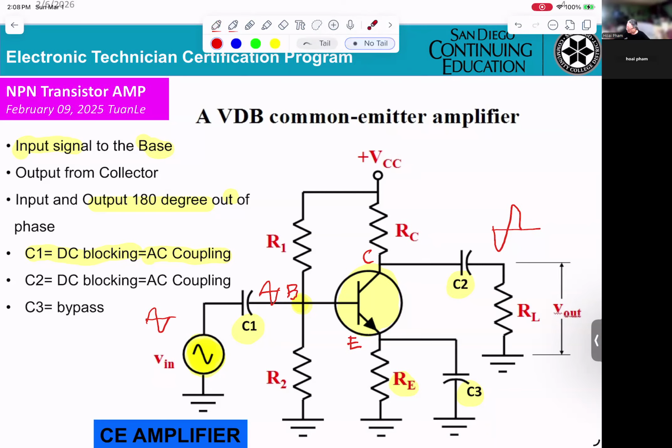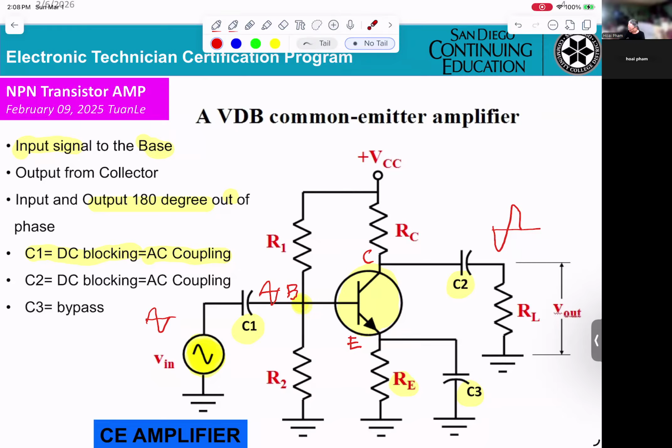Okay? When they're talking about C2 here, you have to understand one thing: before we analyze the amplifier, we have to do the DC voltage calculation. So at the base here, you get two signals. Okay? One will be DC and another one will be AC. Okay? At this point.